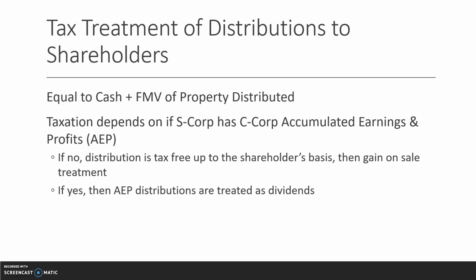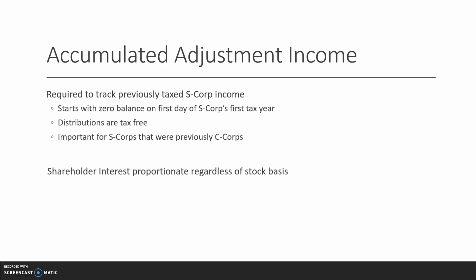So if there was no E&P, the distribution is going to be tax-free up to the shareholder's stock basis, and then once you deplete the full stock basis, it goes to zero. After that, it becomes a gain on the sale, capital gain. Now, if there was some accumulated E&P, then the treatment is going to be to treat it like a dividend until you exhaust the E&P. So very similar to a C Corp in that respect.